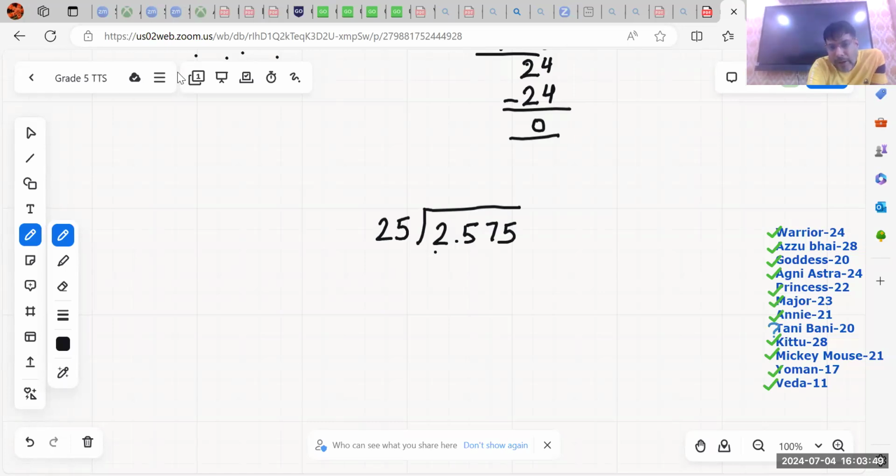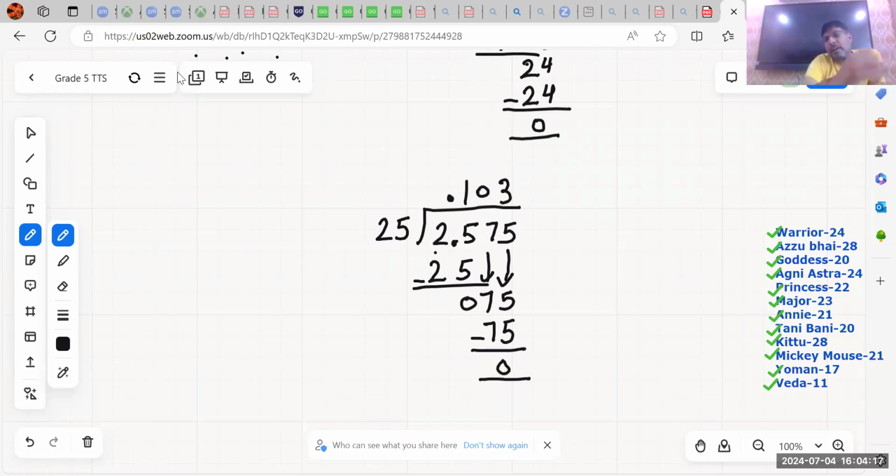So guys, I cannot divide 2 and I got a decimal point at the start. So I will have to put a decimal point in my quotient also. So 25 ones are 25. Then 0, 7 will fall down. Then can you divide this 7? The answer is no. So I will put a 0. 5 will fall down. So 25 threes are 75. Got it, everyone?